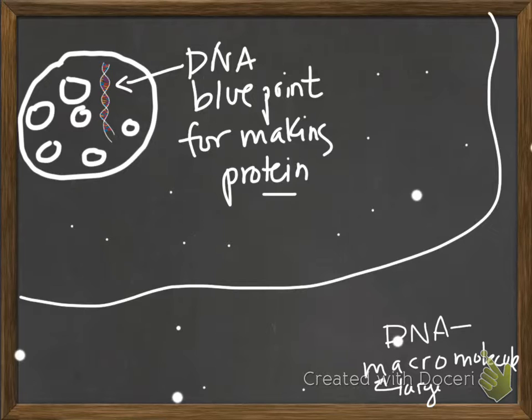Oh wait, what was the blueprint for making proteins? DNA. We'll get to that when we talk about heredity. Okay, so the DNA is a blueprint for making proteins. Now where does your body make proteins?